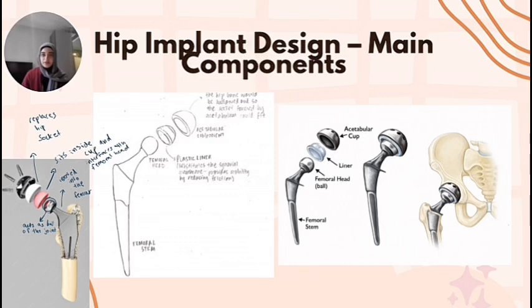Hi, this is Fatima, and I'm just going to go through the main components that make up a hip implant design. Over here, there are three photos, one of them being a diagram, the second one being a sketch that is labeled, and the third one being a realistic photo that is labeled as well. Let's go through each of these parts one by one.